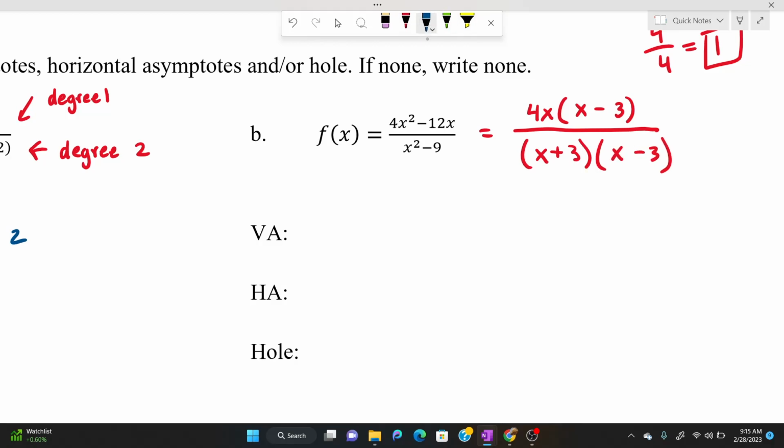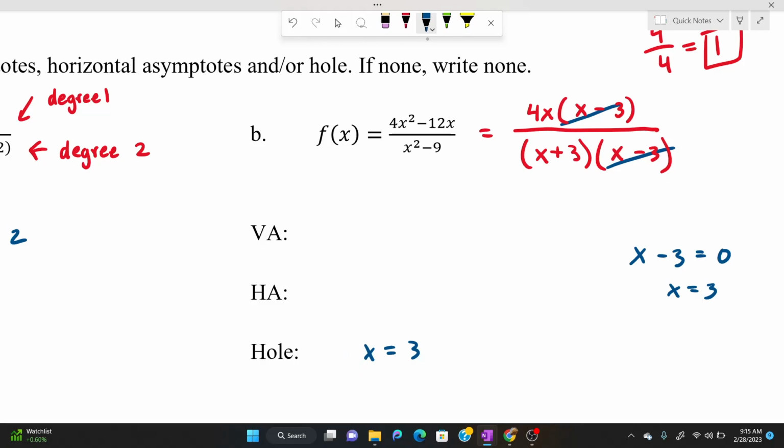Okay, now vertical asymptote. Look, these are going to cancel. So actually, let's look at the hole first. The hole will happen when x minus 3, which is what canceled, equals 0, which will be when x equals 3. So a hole will occur at x equals 3.